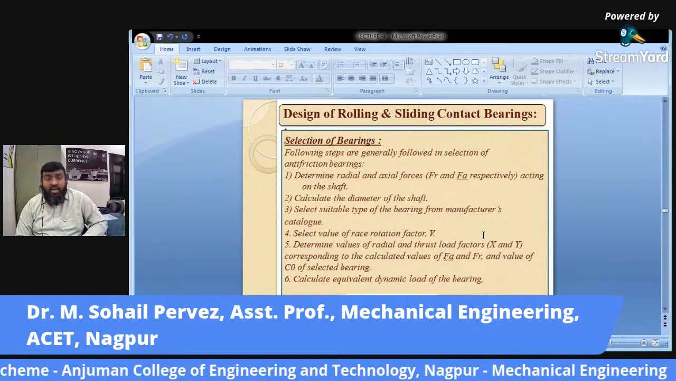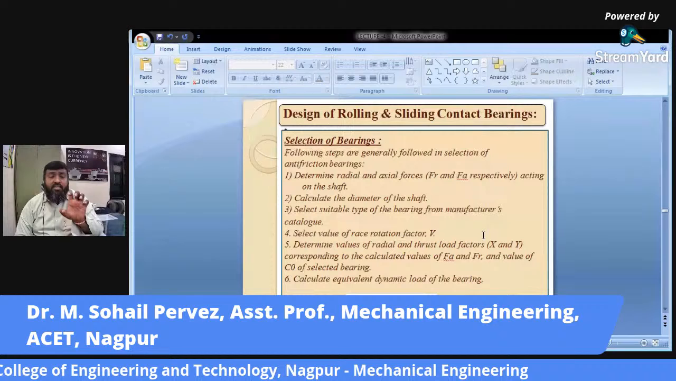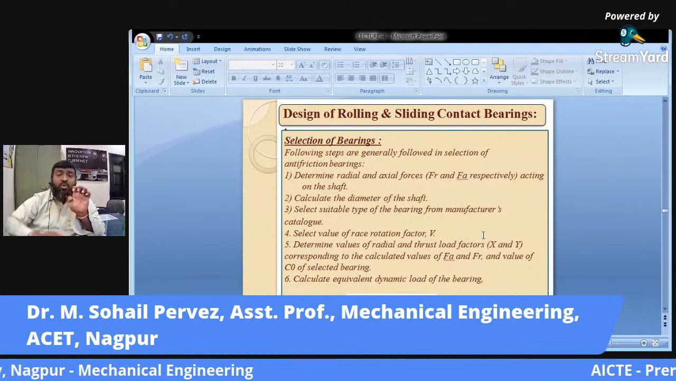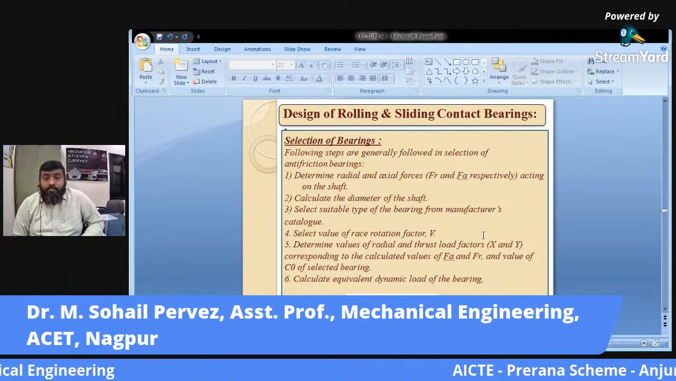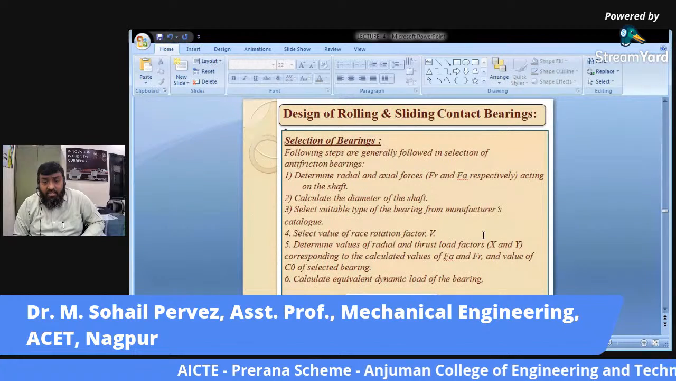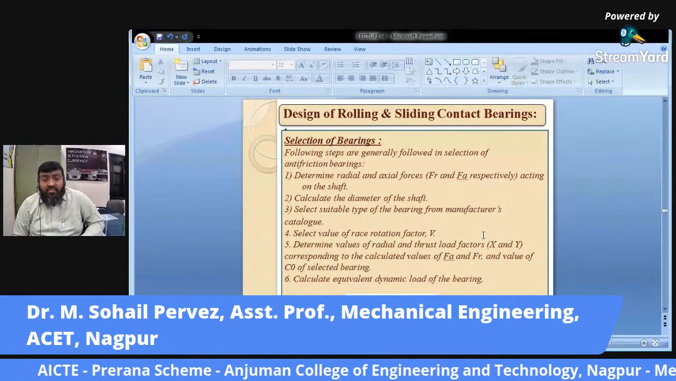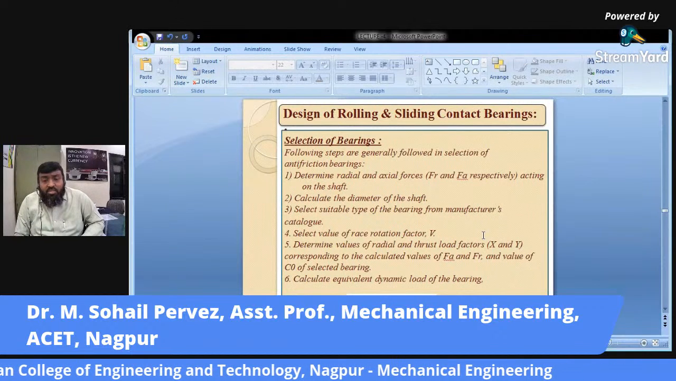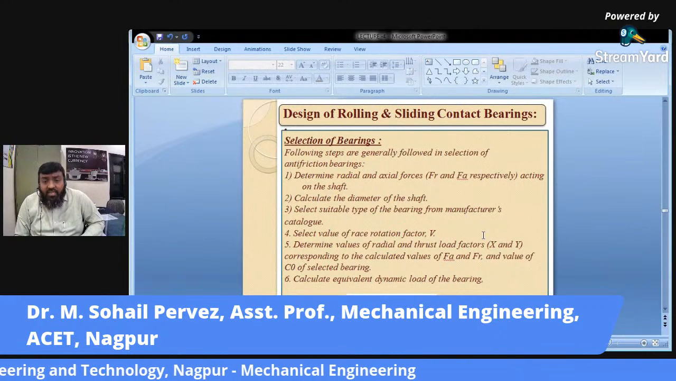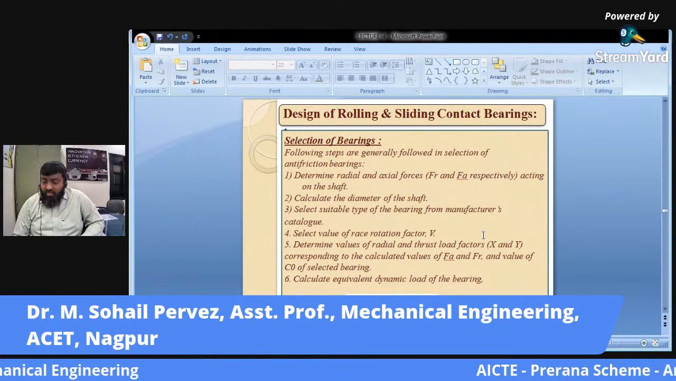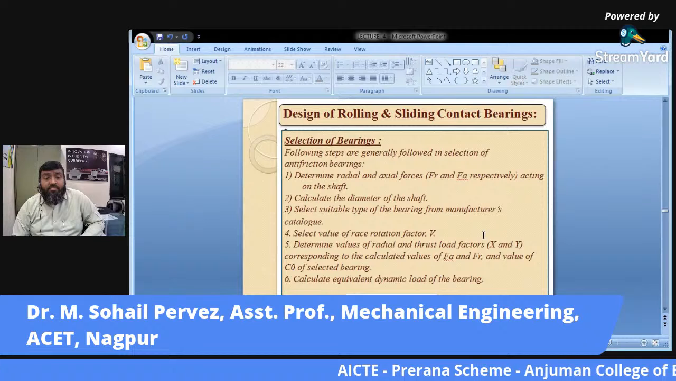We have to calculate a radial and axial load, because when we say this is the bearing, we have to calculate the radial as well as axial load acting on the bearing. Then diameter of shaft. Then we have to select the race rotation factor V, and again we have to calculate both radial as well as axial thrust, and then we have to calculate the dynamic load acting on the bearing.